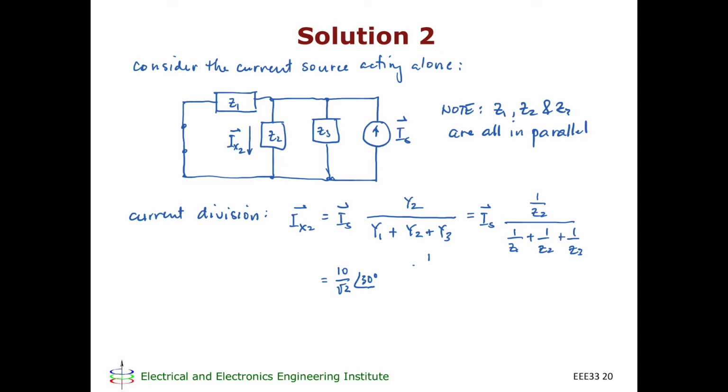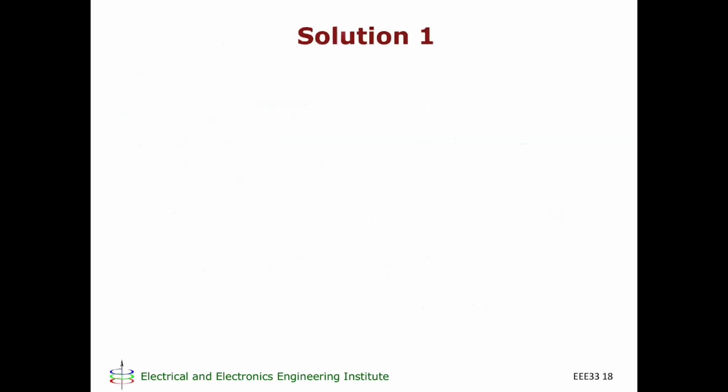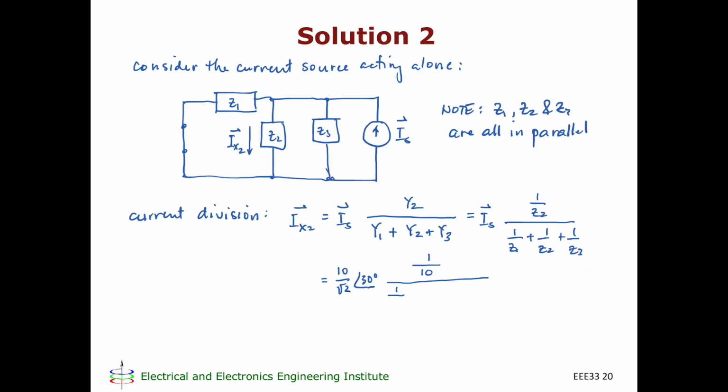Then you have 1 over z2, which is 1 over 10. Then 1 over, what is z1? Is it 5 plus j5? Yeah, 5 plus j5, plus 1 over 10 plus 1 over minus j10. And if you, again, just key that into your calculators, you're going to get 5 times the square root of 2 over 2 at an angle 30 degrees. And this is amperes.